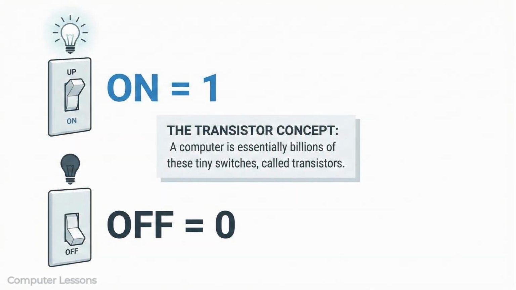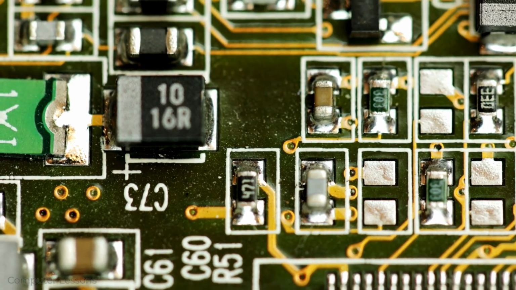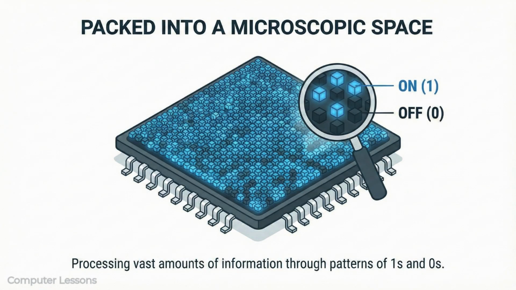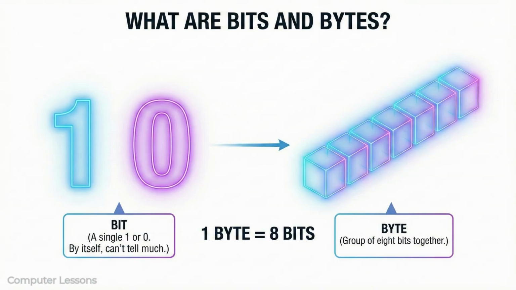A computer is essentially billions of these tiny switches called transistors packed into a microscopic space. When a switch is on, it represents a 1. When it is off, it represents a 0. Now, a single 1 or 0 is called a bit. By itself, a bit can't tell you much. But when you group 8 of them together, you get a byte.